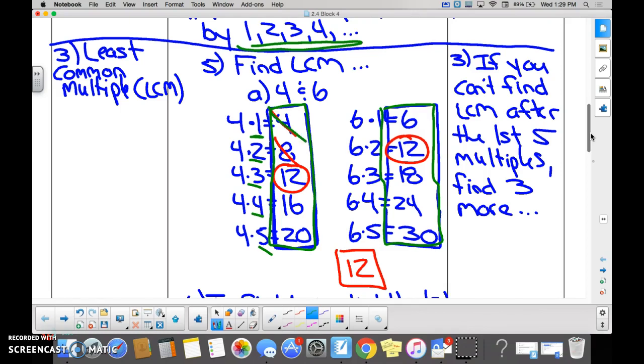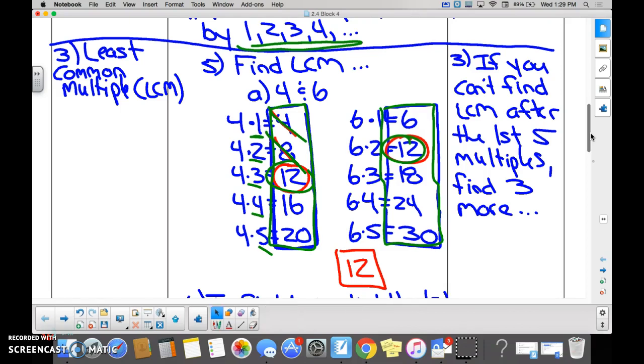After you have all of your multiples found for both numbers, we start slashing. If there's a 4 here, is there a 4 on the other side? No. So we slash it. There's an 8 on the left side, is there an 8 on the right side? No. Slash it. There's a 12 on the left side, is there a 12 on the right side? Yes. Circle it. Are we done? Yes. That is the smallest multiple that both those numbers have in common. Yes, no? Yes. Okay?